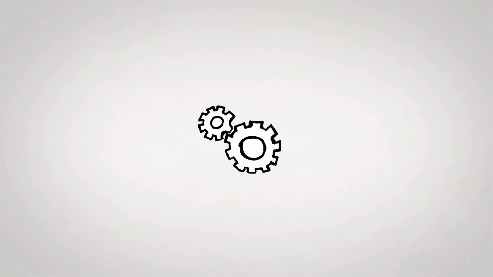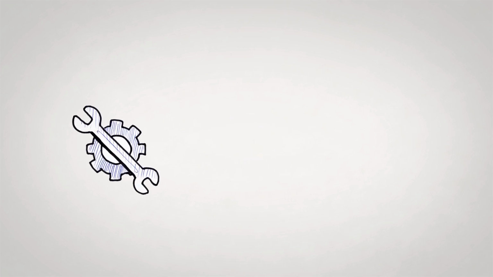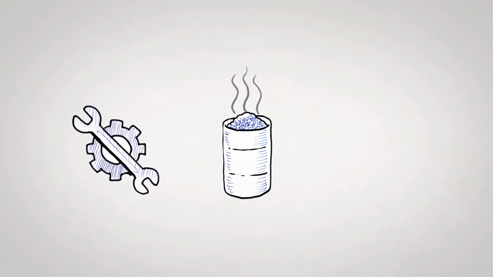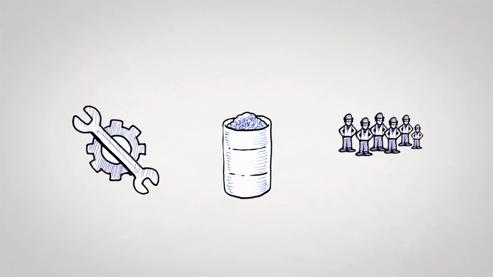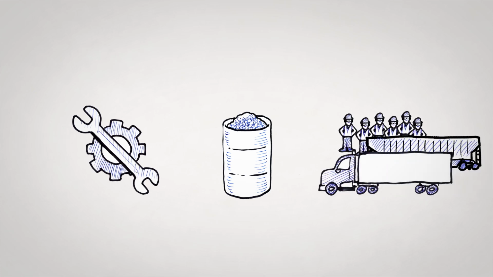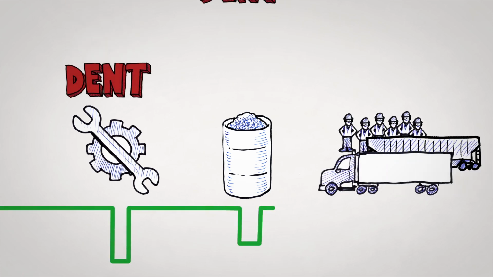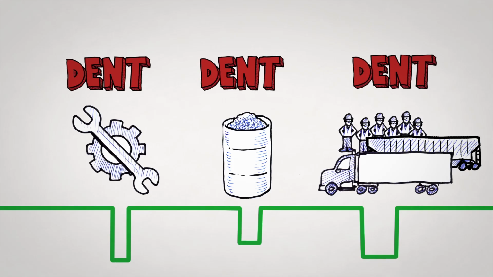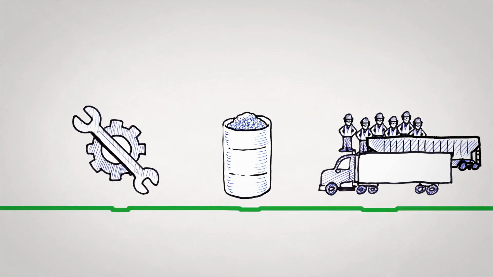A number of things could cause throughput loss. Equipment failure, poor quality of raw materials, or maybe a shortage of workers, rail cars, or trucks. These are all things that could cause dents. If we can remove these dents, we can improve our overall performance. But more importantly, if we can remove the source of these dents and improve our standards, we can prevent the dent from happening again. Let's take a look at how we do that.